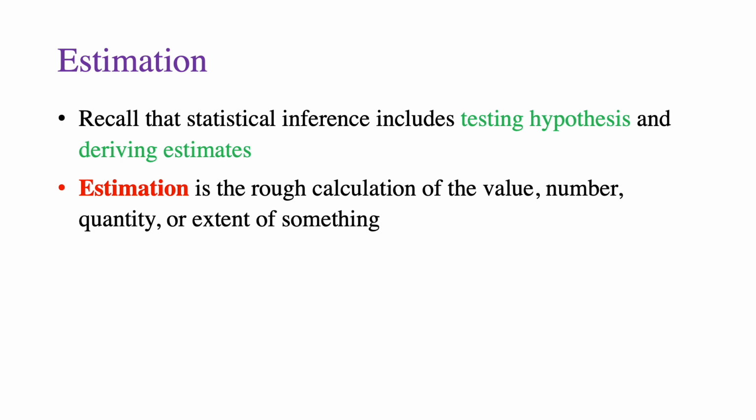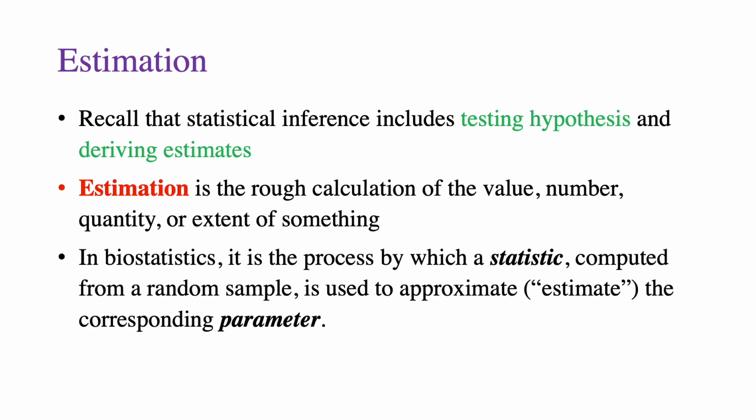So basically, if we're making an estimation, we have a set of possible values or a range of possible values that we're thinking the actual value might be contained in. In biostatistics, it is the process by which a statistic, which you've drawn from the random sample, is used to approximate the corresponding parameter of the population. So this is basically what I've been explaining for the past couple of slides.